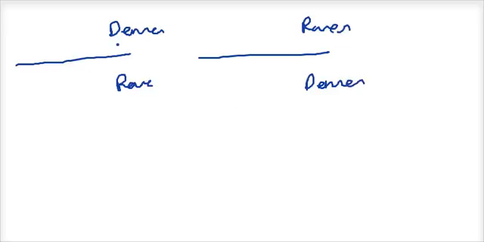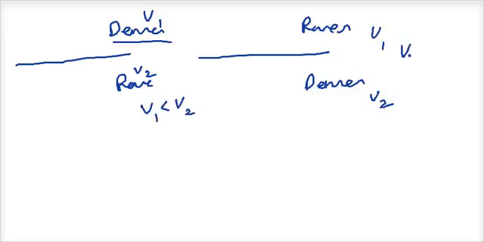What do you mean by denser medium? A denser medium is one where, suppose velocity of light here is v1 and velocity of light here is v2, then v1 is less than v2. What do you mean by rarer medium? If this is v1 and this is v2, then v2 is less than v1. So this is when light is moving from rarer to denser medium. This is when light is moving from denser to rarer medium.